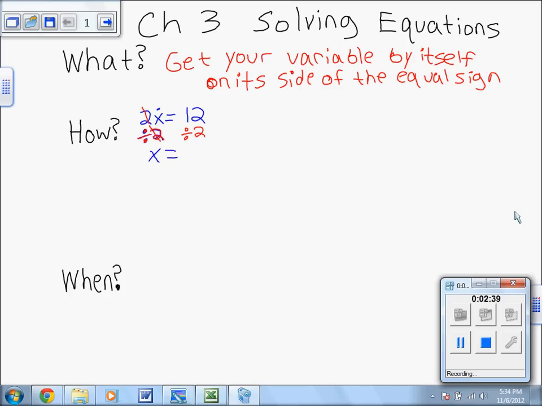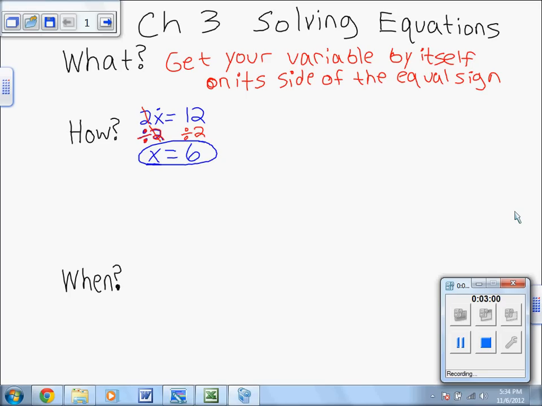Now on the right side, you just ask yourself, what is 12 divided by 2? 12 divided by 2, we all know is 6. So look what you have. You have your variable by itself, and on the other side is the value of your variable. So you now know that x equals 6. So that's the how. That's what I mean by the how.